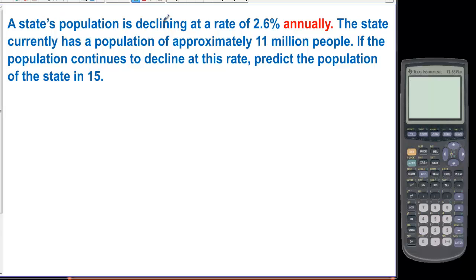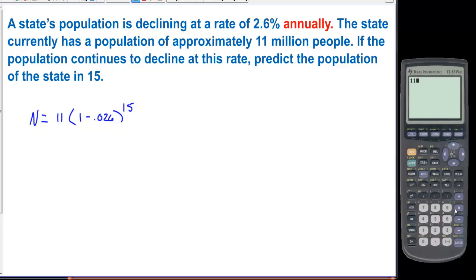A state's population is declining at a rate of 2.6% annually. The state currently has a population of approximately 11 million people. If the population continues to decline at this rate, predict the population of the state in 15 years. So the population is going to be equal to the initial population, which is 11, times 1 minus 0.026 raised to the 15.